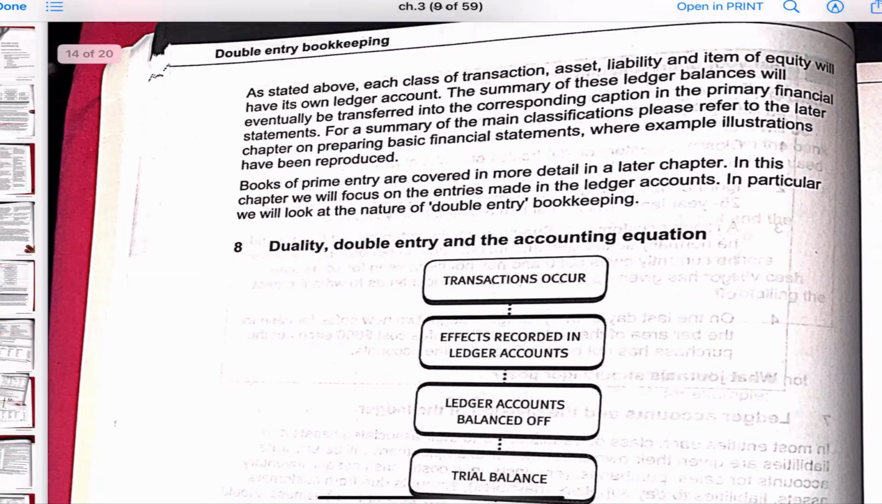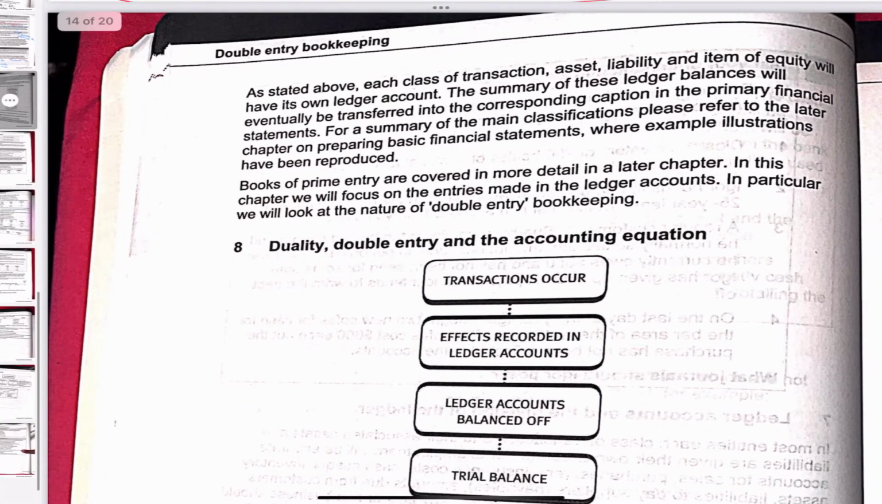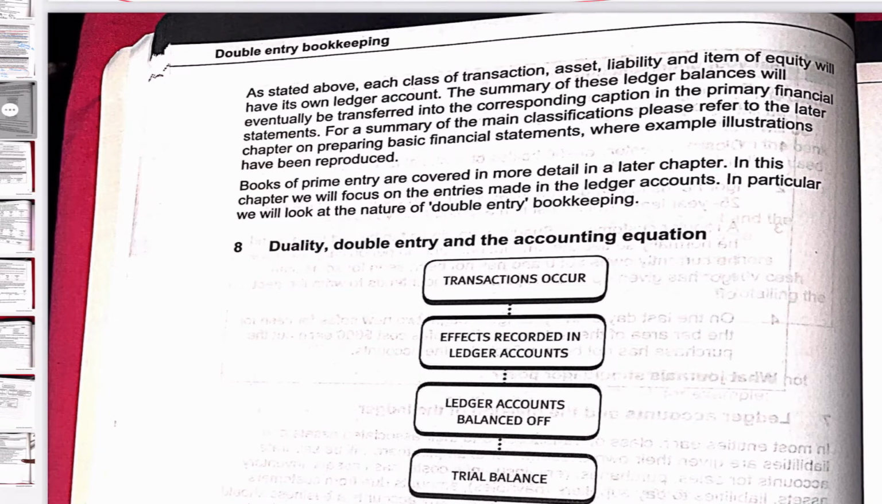Now we are going to end this chapter, but we'll just read what is left. This is the most basic stuff in the chapter, and I'm sure you know almost everything because you have studied this earlier. But when you do the other chapters, we'll be studying each one of them in a very detailed manner. After doing those chapters, when you come back to this chapter again, it will become easier for you. So don't worry if you're not able to understand right now, that's completely okay. Books of prime entry are covered in more detail in a later chapter. This is exactly what I just said.